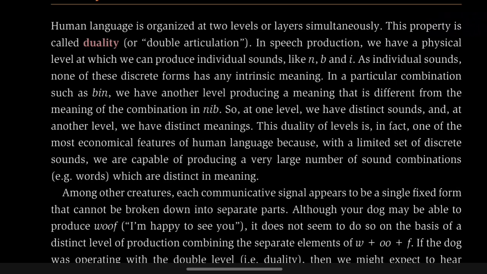That's all for duality. It's the ability to create new words, a large number of words, from a limited set of letters or sounds.